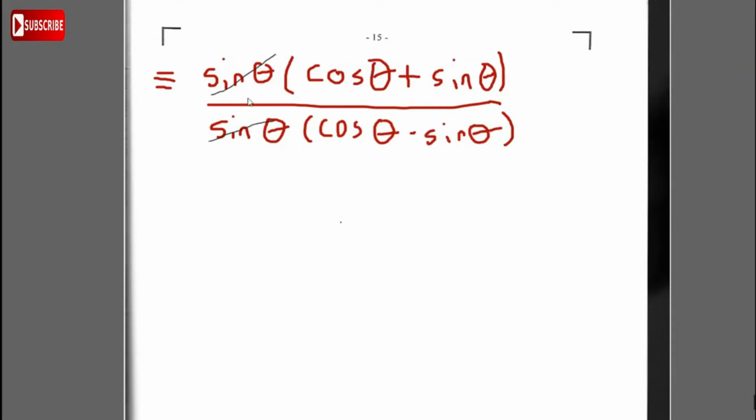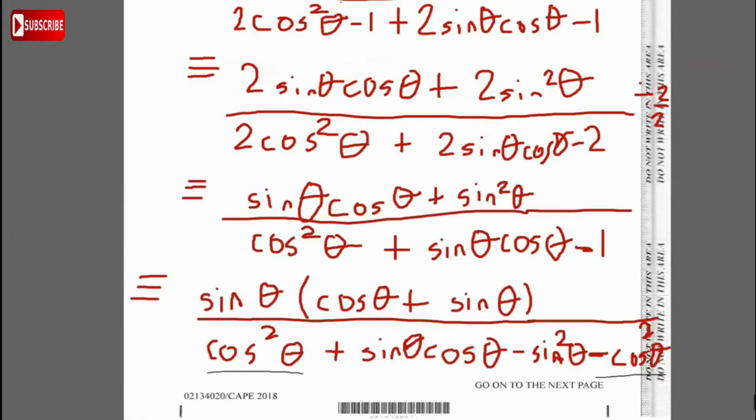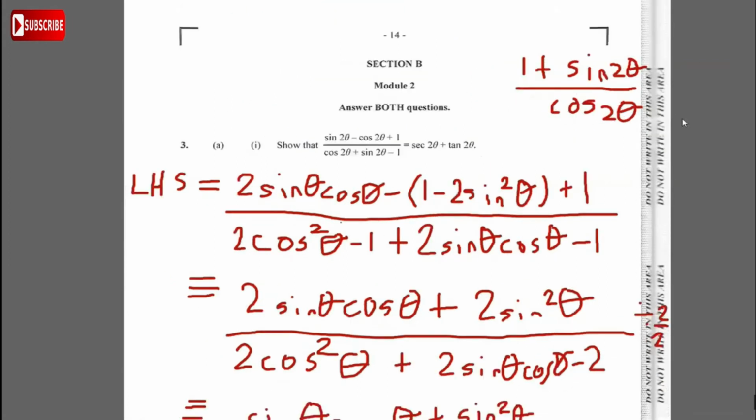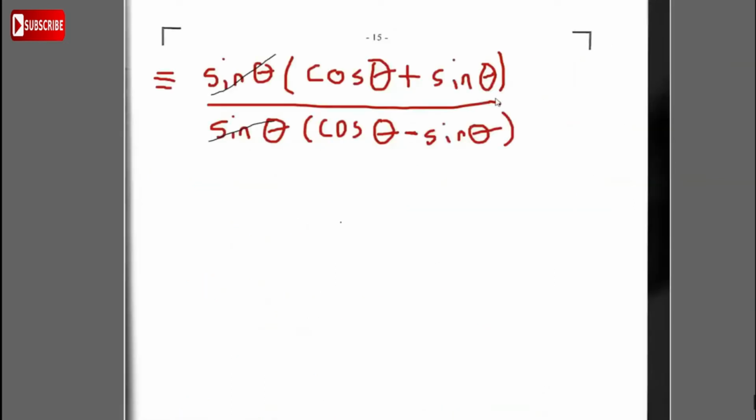Now you might say, sir, how are we going to generate cos square? Good. Now remember, cos square minus sine square is cos 2 theta. This is what we want to get in the denominator. We want to get cos 2 theta, but cos 2 theta is equal to cos square theta minus sine square theta. So what we're going to do is multiply by the conjugate of the denominator, which is cos theta plus sine theta. We're going to multiply the numerator and the denominator by cos theta plus sine theta.